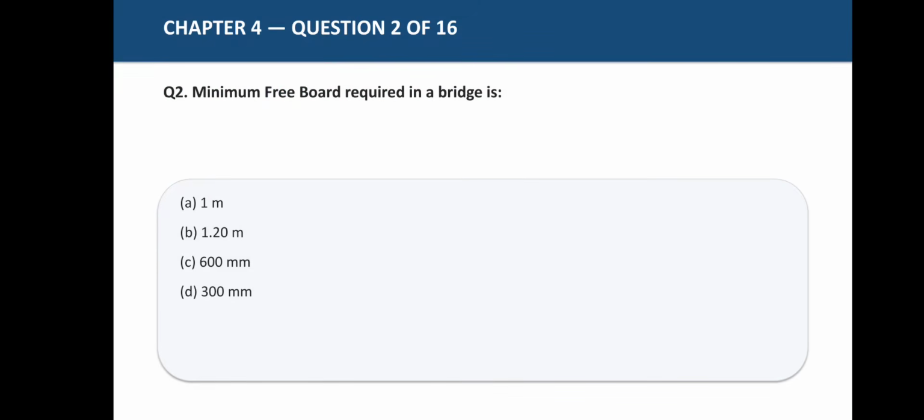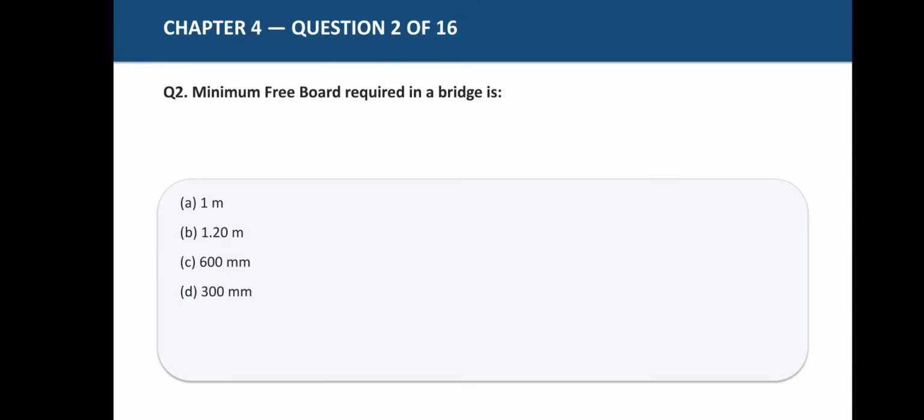Question 2. Minimum freeboard required in a bridge is what value? Option A. 1 meter. Option B. 1.20 meters. Option C. 600 millimeters. Option D. 300 millimeters. The correct answer is option A.